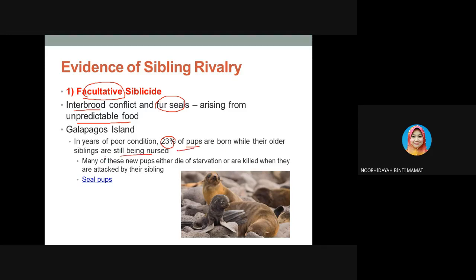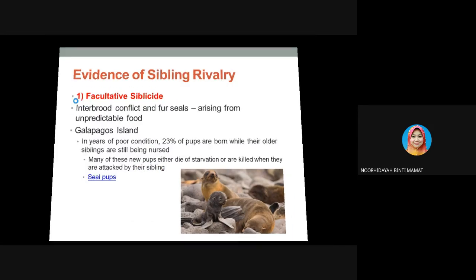Okay, so here you can see there is an interbrood conflict, where a parent has one offspring per brood. Many of these new pups, the 23% here, either die of starvation or are killed when they are attacked by their own sibling, because they are still being nursed by the parents. So this is an example of facultative siblicide in the interbrood conflict.